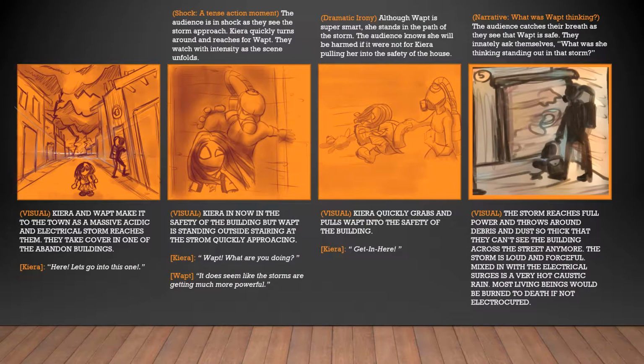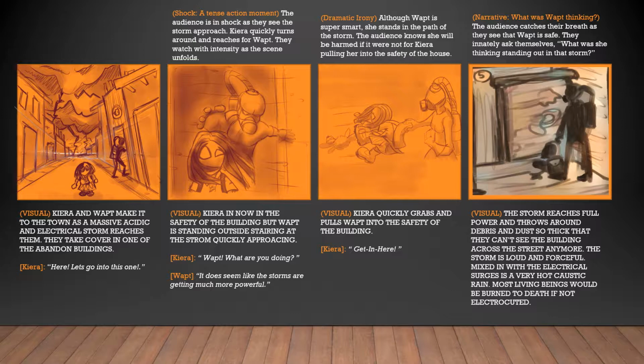In this scene, we establish the visual. Kira and Wap make it to the town as the massive acidic and electrical storm reaches them. They take cover in one of the abandoned buildings. "Here, let's go into this one."